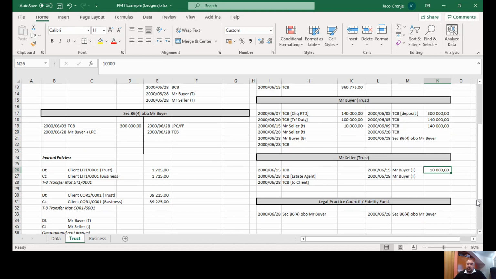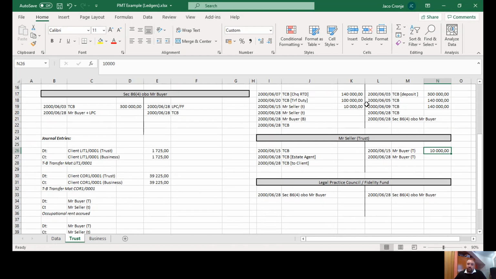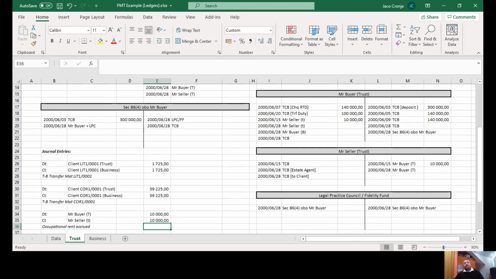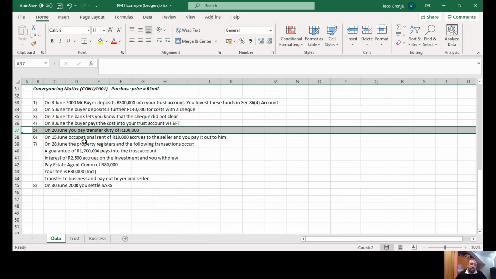Now, what do we know? If we've got a transaction which does not have a cash flow, it's a non-cash flow transaction, then we have to do a journal. So to do a journal, we simply go and duplicate what we've done in the ledgers. So we said we debited Mr. Buyer's trust with 10K, and we credited Mr. Seller's trust with 10K. It's very simple. Okay, so now let's just go back to the data and read through that again.